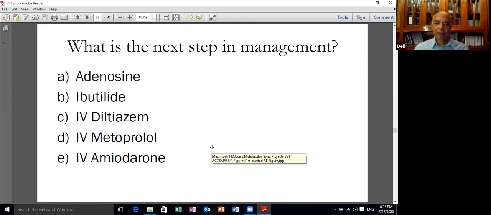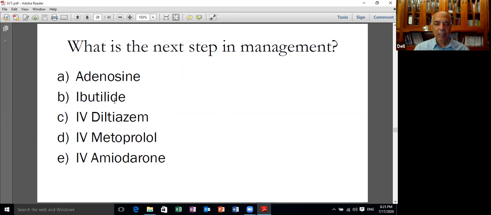In any patient with left bundle branch block pattern at a very rapid rate, with irregularity in the rhythm and irregularity in the morphology of the QRS complex, particularly in young age, think of pre-excited atrial fibrillation. So the question is, what's the next step in the management? Adenosine, ibutilide, diltiazem, metoprolol, or amiodarone?